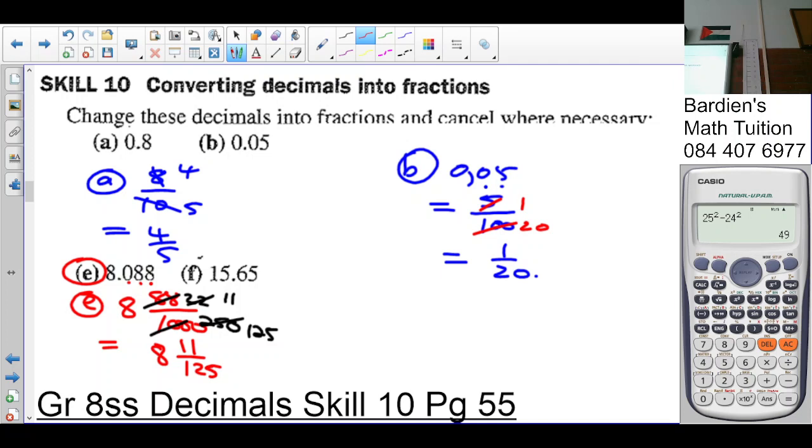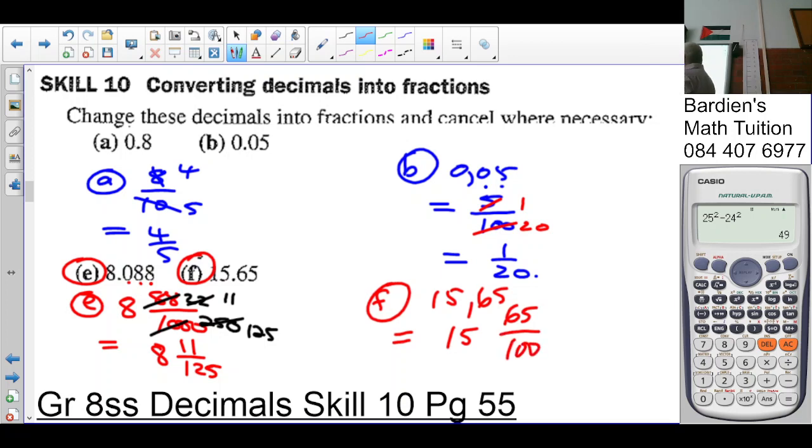Okay. Let's look at F. We've got 15,65. So this can be written as 15 and 65 over 100. You can write this as 1565 over 100 as well, okay? But this is easier of the two.